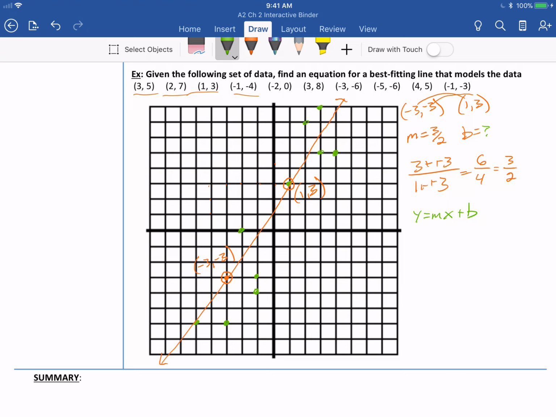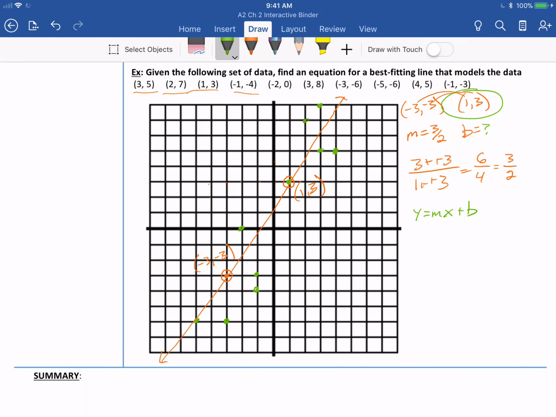So now my y, you can pick either one of these points. I'm going to use 1, 3 because that's kind of a little bit easier. It's positive and there's no negatives in there and they're kind of smaller numbers. So I'm going to use my y is 3 is equal to my m is 3 halves, my x is 1, and then I have plus b. All right, so that's why we have this pretty nice here, is that now I can take 3 halves times 1 is 3 halves plus b.